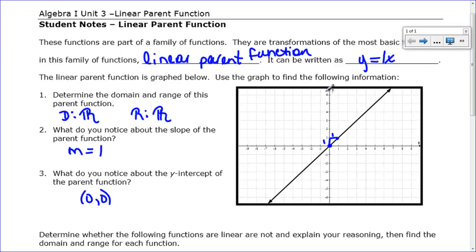Now that equation, y equals x, is one you're going to need to commit to memory. You're going to need to know that the linear parent function is y equals x. You're going to be asked that question, and you need to be able to recite it back to me.